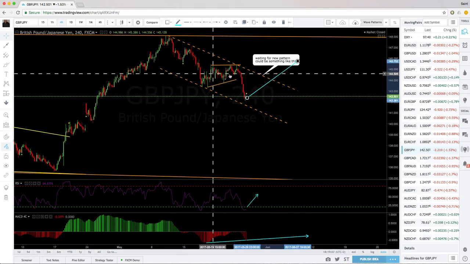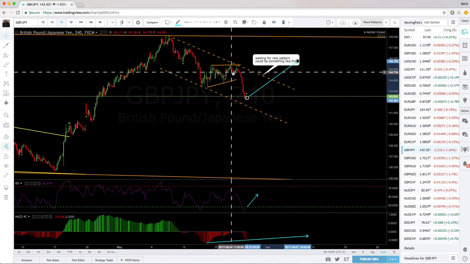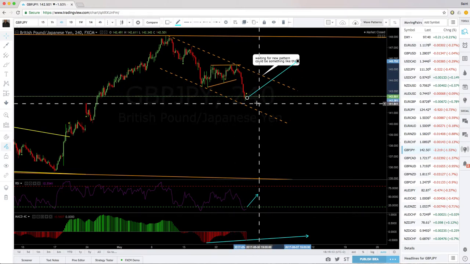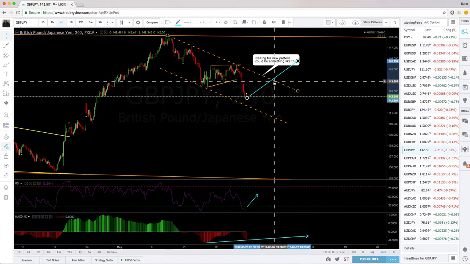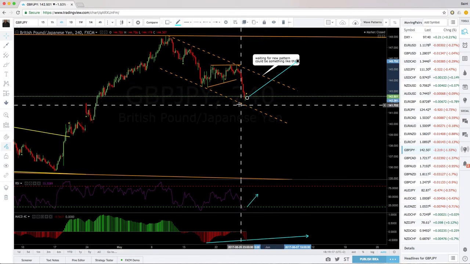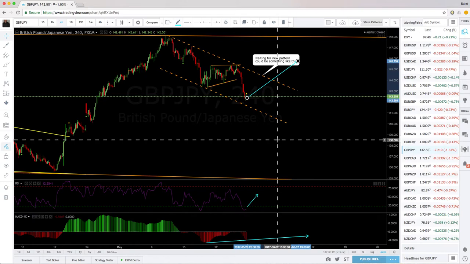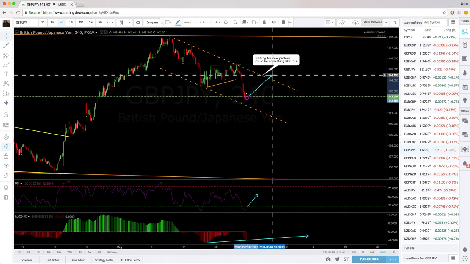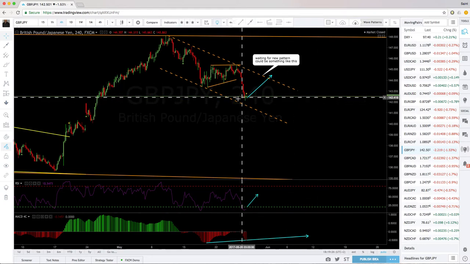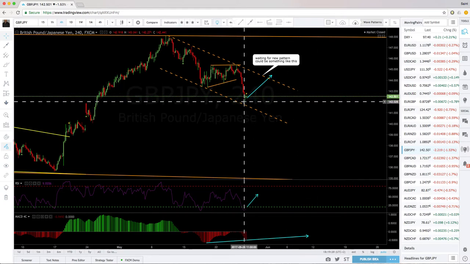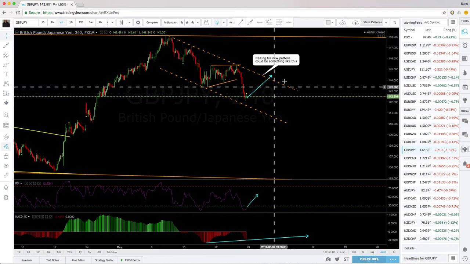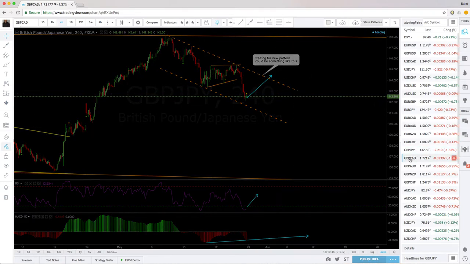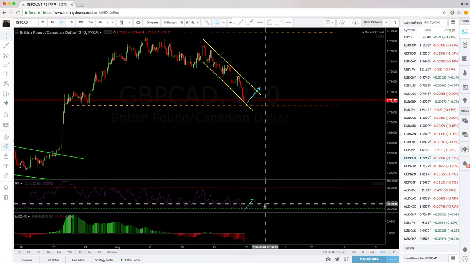But I'm looking probably for another continuation pattern like this, and then possibly another move down. But we do have MACD divergence, which means price can break out of this pattern at any moment. So be prepared. If you can find a reason to buy this bounce or the break of this pattern, too easy, too easy. Pound CAD, same scenario.